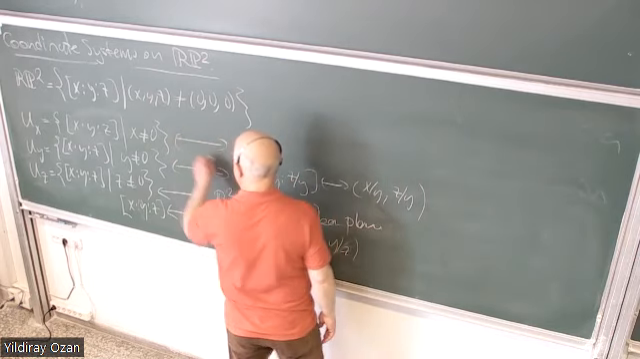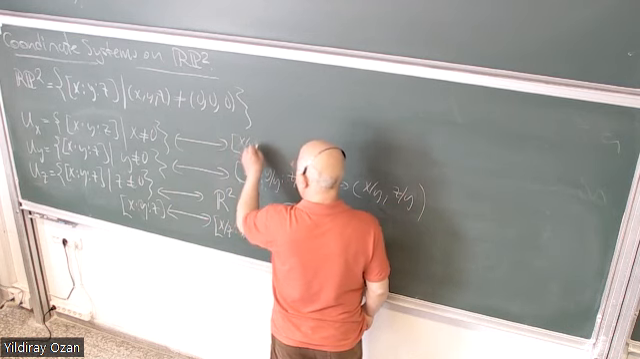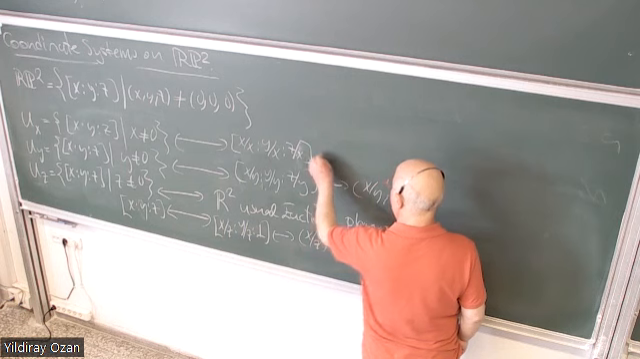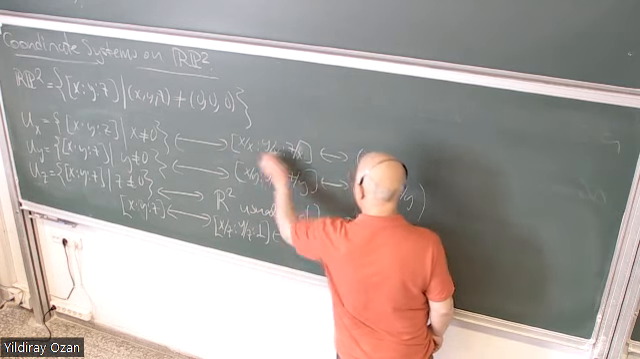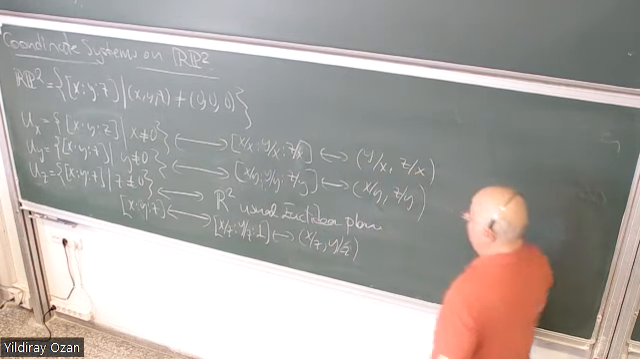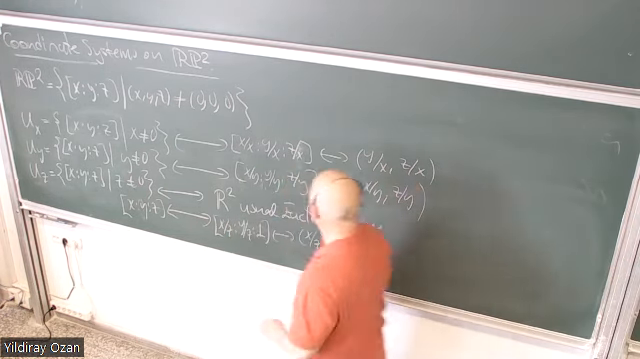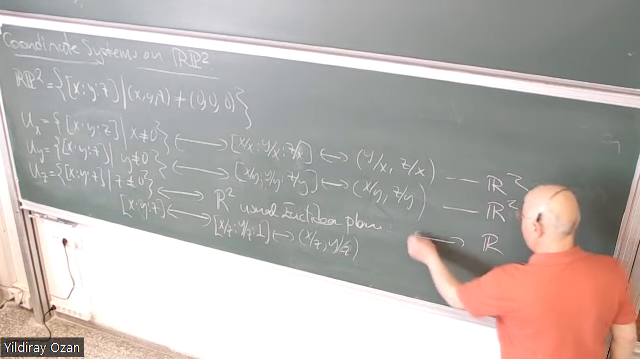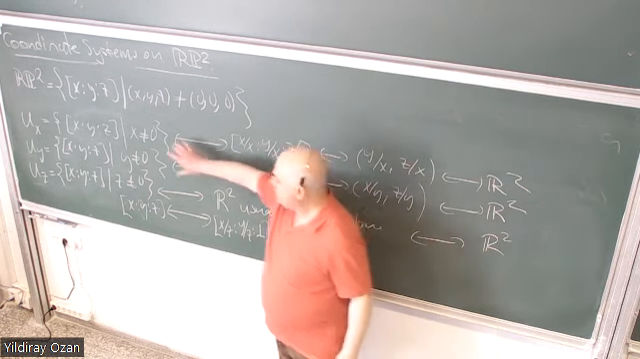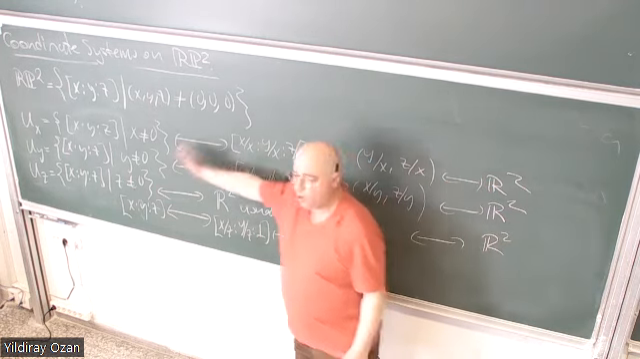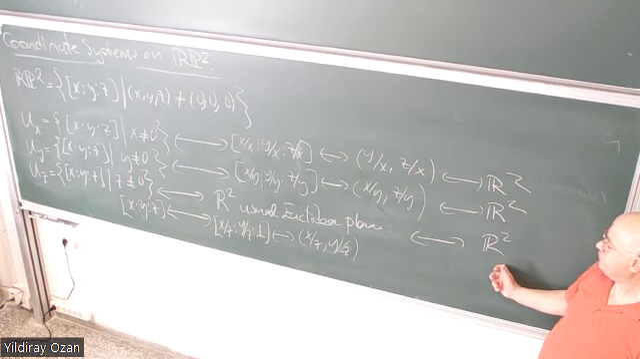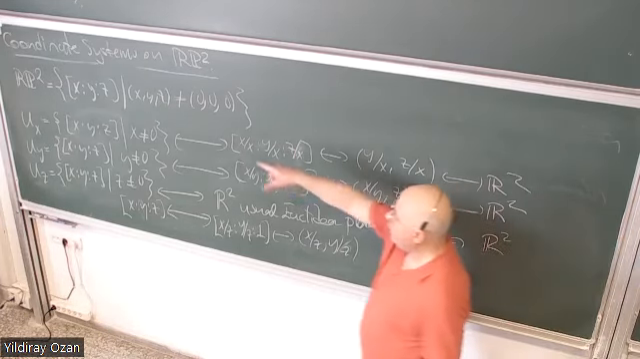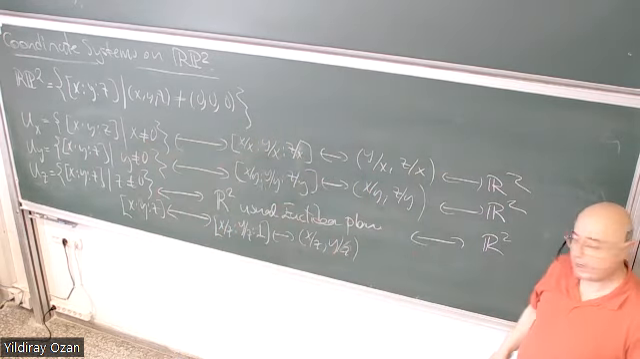And this point, I will just divide by x. So this is one, and it corresponds to y over x, z over x. This way, this gadget is a copy of R2. This is another copy of R2, and this is another copy of R2. Okay. Each of these open sets is open because it is defined via inequalities. Each one is a copy of our plane, and they cover this RP2.